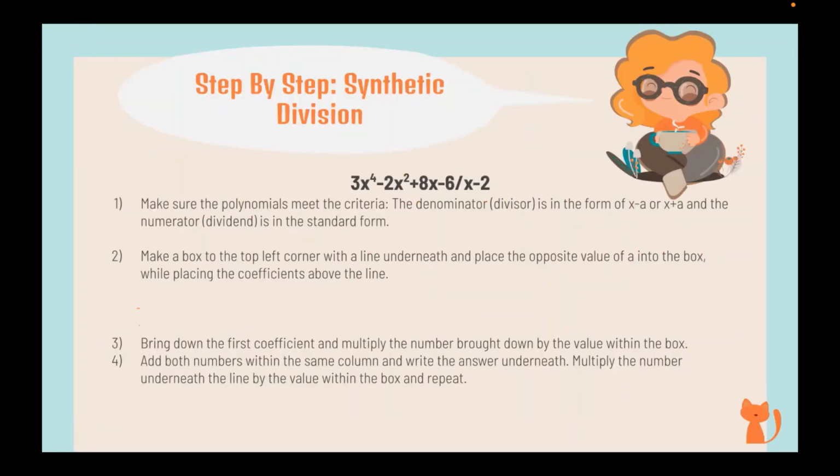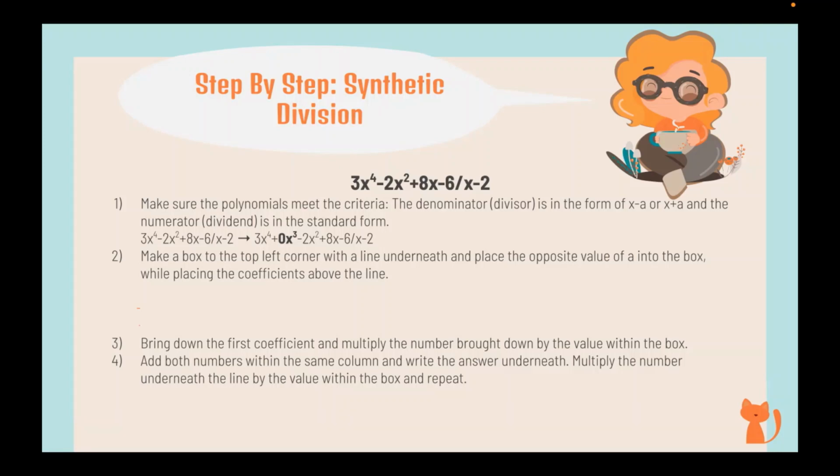To better understand how synthetic division works, let's go through the steps and divide 3x^4 minus 2x squared plus 8x minus 6 by x minus 2. Before we begin, we should make sure that the polynomials meet the criteria. The denominator is in the form of x minus a, so we can cross that criteria off. But notice how there's a 3x^4 and then a minus 2x squared. In order to have all the missing terms filled out, we should include a 0x cubed. So it would be 3x^4 plus 0x cubed minus 2x squared plus 8x minus 6 divided by x minus 2.